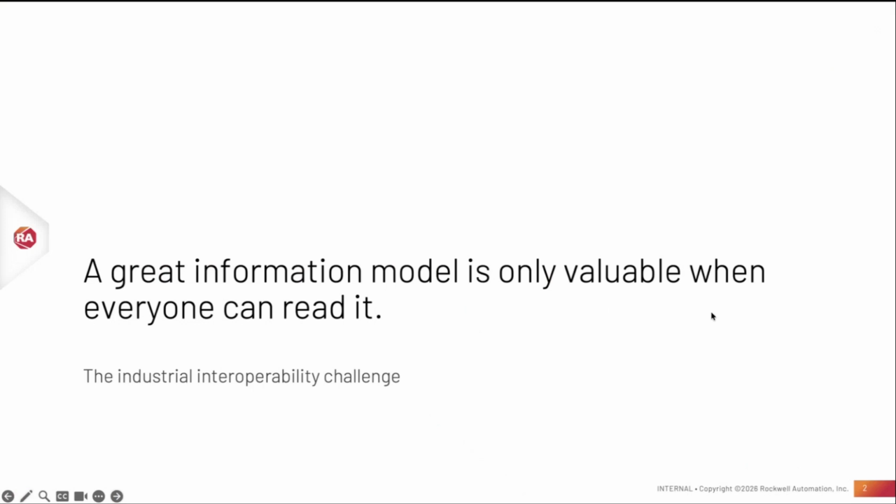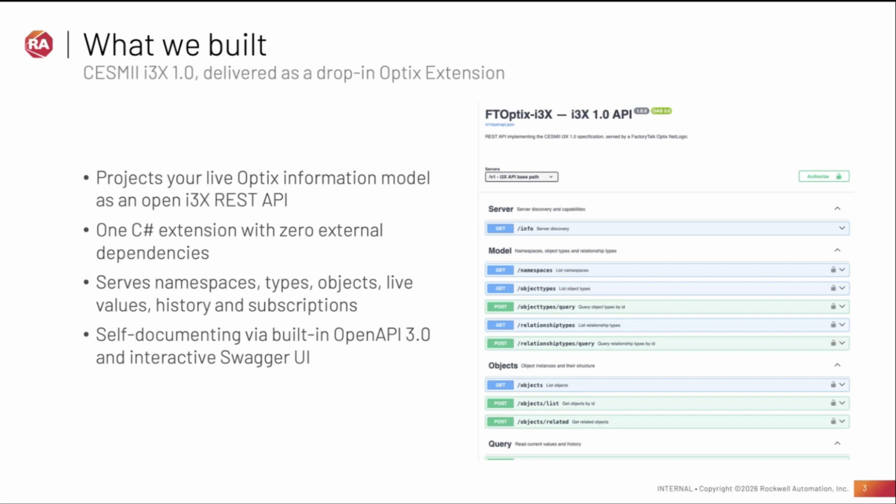A great information model is only valuable when everyone can read it. By using the i3X server, Optics aggregates and contextualizes data across the OT layer, exposes these models beyond traditional OPC UA or MQTT protocols, extending native REST API access across any enterprise boundary.